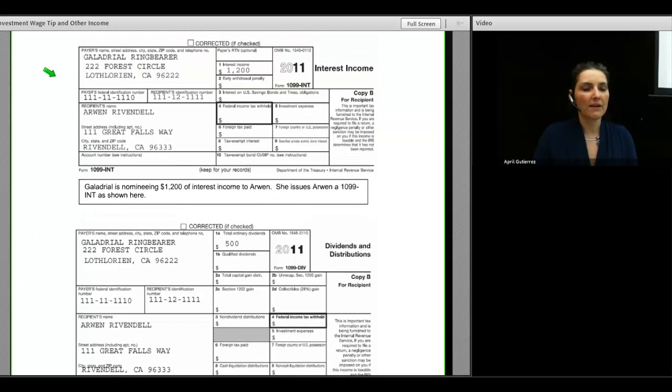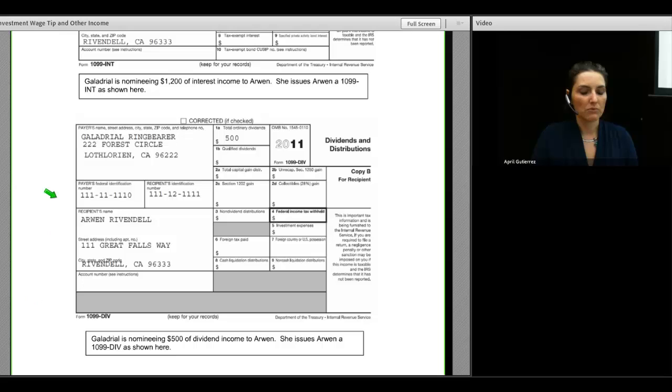Well, Galadriel is nomineeing interest and dividend income to Arwen, so she has to issue Arwen a 1099 DIV and a 1099 INT. So I've done that for her. Galadriel is now the payer, and Arwen is now the recipient. And that $1,200 of interest income is being transferred over to Arwen. So it came in on Galadriel's Schedule B, it's nominied out on the Schedule B, and the final step is to issue Arwen a 1099 INT for the nominee amount. We repeat that process for the 1099 DIV, and remember we're maintaining character. It was ordinary dividends that came in and ordinary dividends that go out.